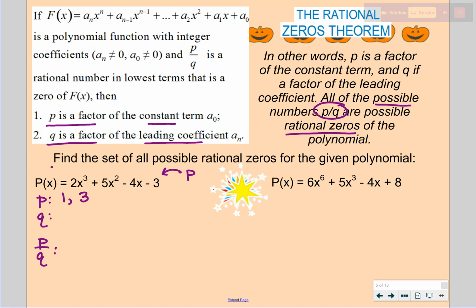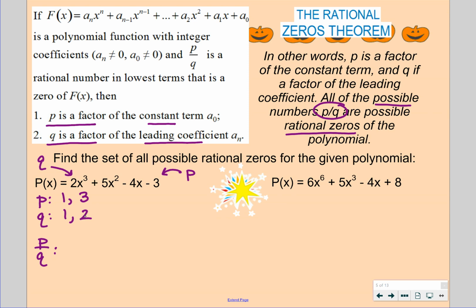Q's come from your leading coefficient. So in this problem, that would be a 2. Factors of 2, numbers that multiply together to get 2, are 1 and 2. Okay, again, we don't have to worry about pluses and minuses there. Now we've got to figure out all the ways we can do a P divided by a Q. So you want to do this as organized as possible. What I do is I pick a P, and then I divide it by all of the Q's. And then I move on to the next P and divide it by all of the Q's. That way I don't miss anybody.